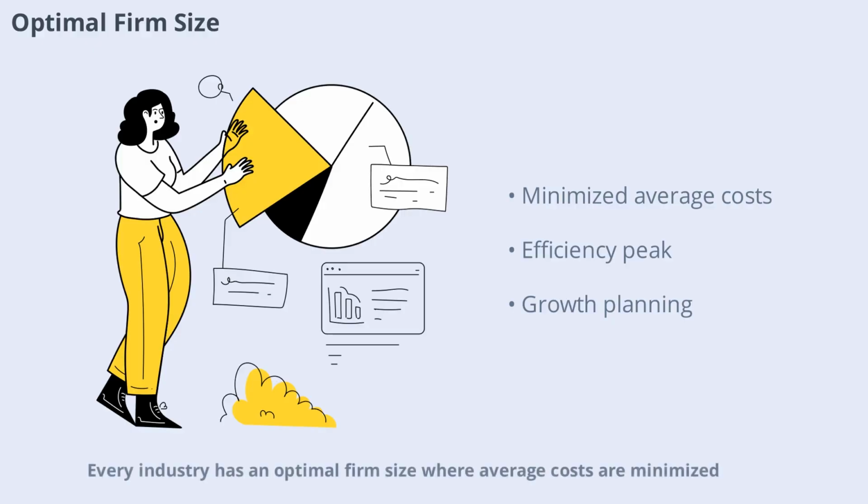Every industry has an optimal firm size where average costs are minimized. Firms aim to reach this size to maximize efficiency and profitability. Going beyond this point can lead to diseconomies of scale, so companies must carefully plan their growth strategies to avoid becoming too large and inefficient.